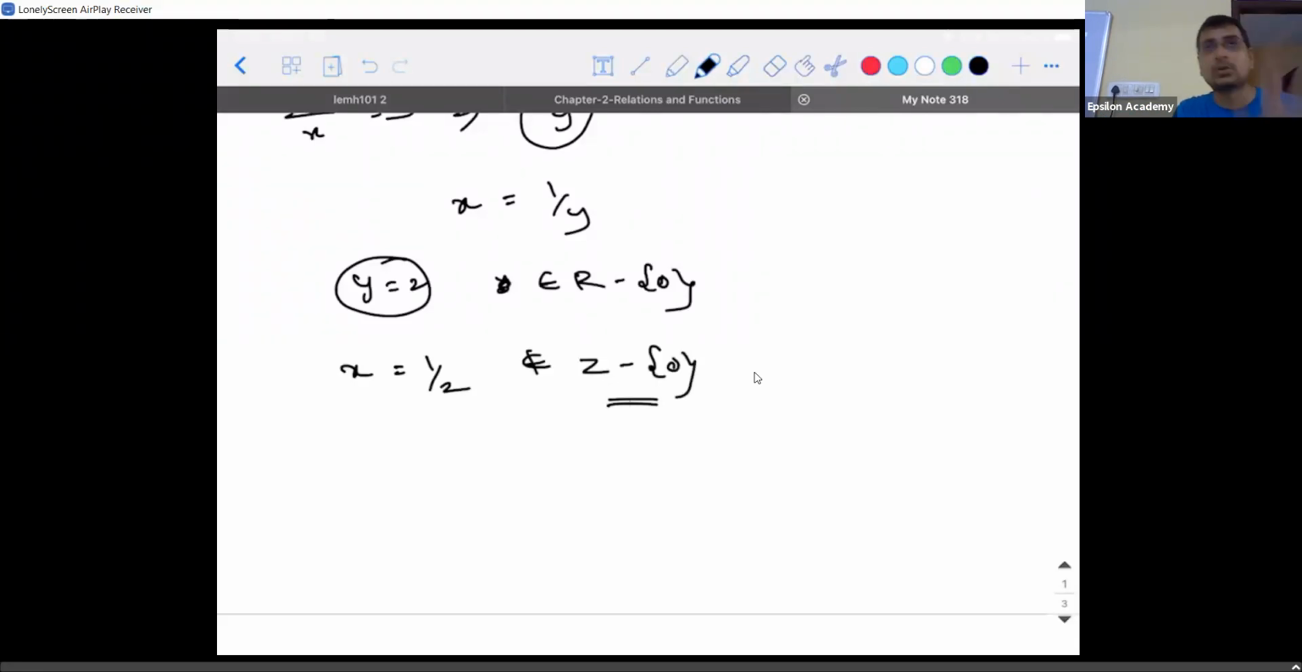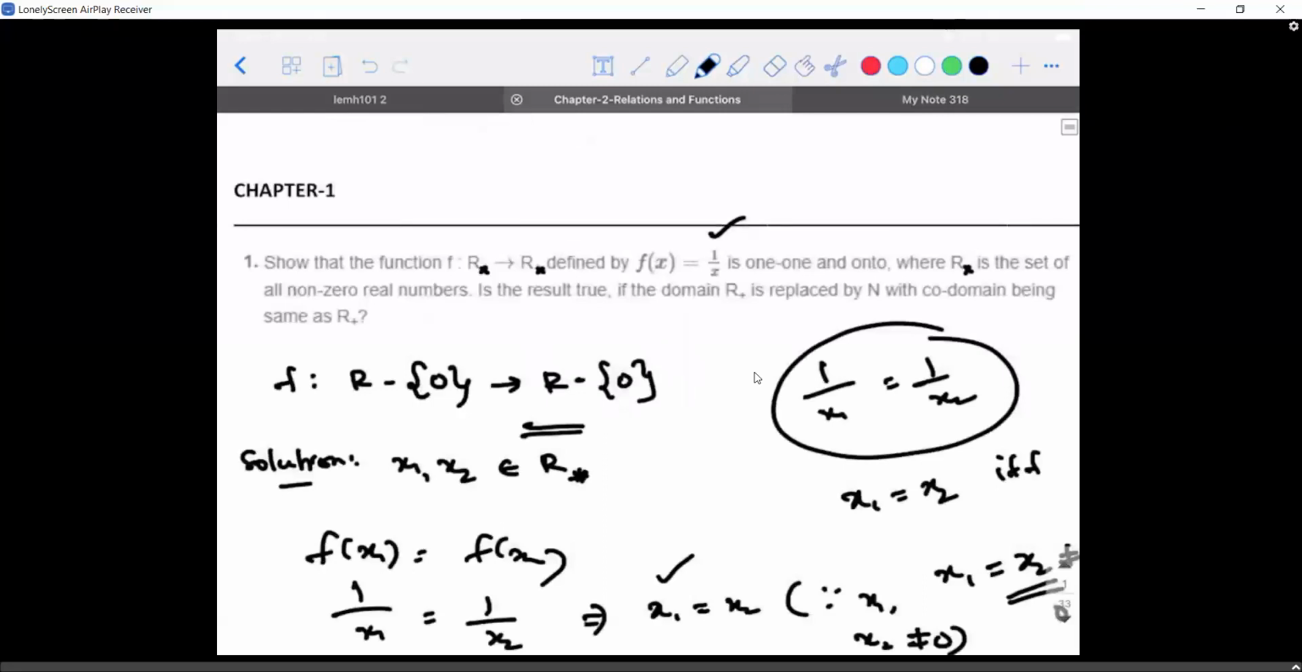Real number to real number, that is why the first problem worked. Though the function is the same, if you change the domain and the codomain, things will change. So I took the same function 1 by x. I hope you guys are able to understand, right? Shall I move on? Tell me.